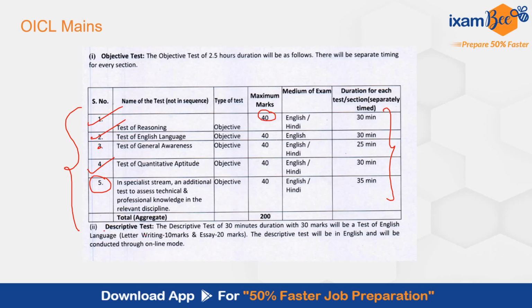There is one descriptive test which has letter writing 10 marks and essay 20 marks. The descriptive test will be in English and will be conducted through online mode. You have to type the answers. The descriptive test is only qualifying. For general category, you need 15 marks. For other categories, you need 13.5 marks. If you get this minimum score, descriptive English is done. The objective test marks will be used for shortlisting for interview and will be added to final merit list.